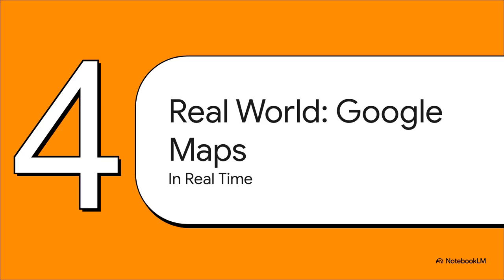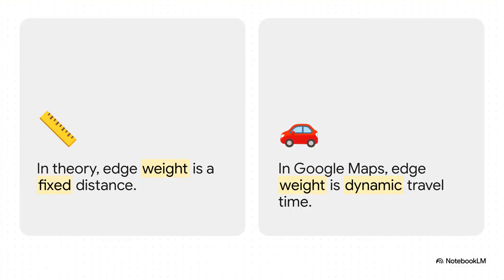So, that's a cool little puzzle, but how does this abstract idea power the real-time directions on your phone? Well, the trick is simple, but it's pure genius. Instead of using distance for the weight of each road, Google Maps uses estimated travel time. And, unlike our simple example, those weights are not fixed. They are constantly, dynamically changing.